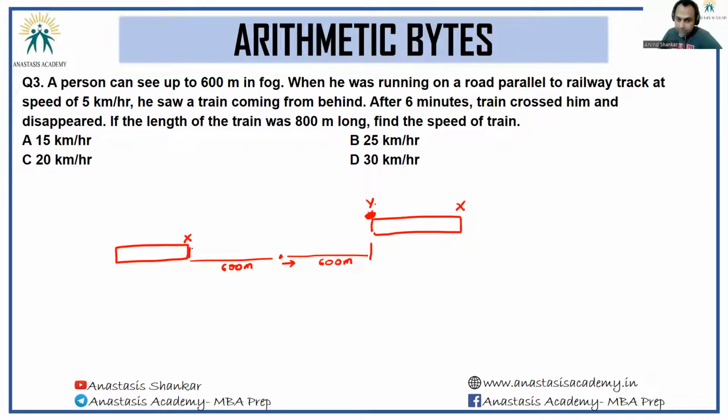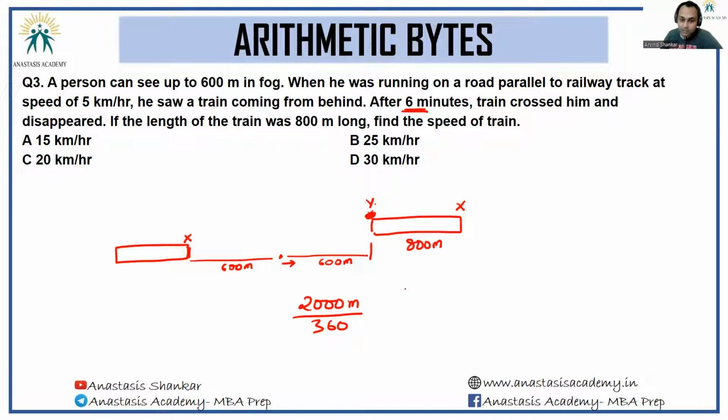The start of the train when it is 600 meters behind him, and ends, this is 800, ends when the start of the train is 1400 meters ahead of him. So can I say relatively the start of the train and this person have traveled 2000 meters, and this has been accomplished in 6 minutes. So in 360 seconds, this will get me the relative speed of the man and the train.